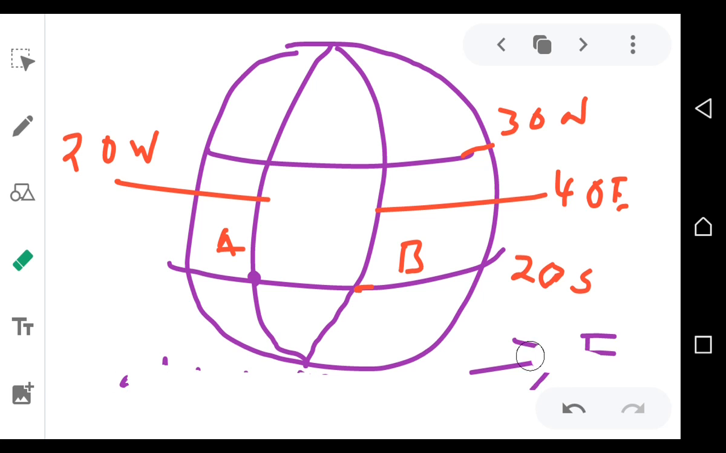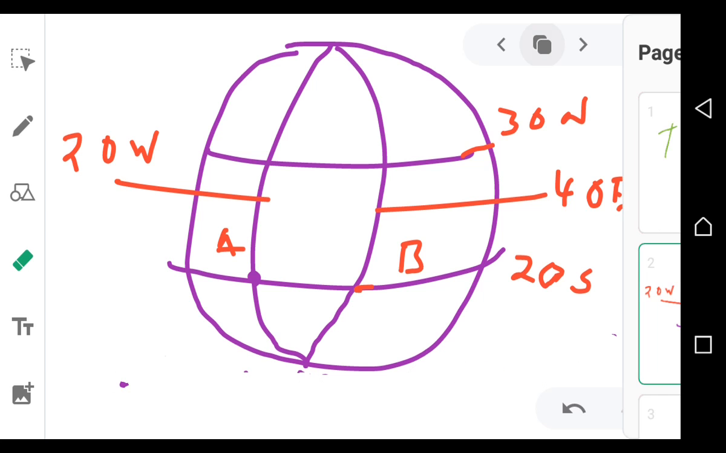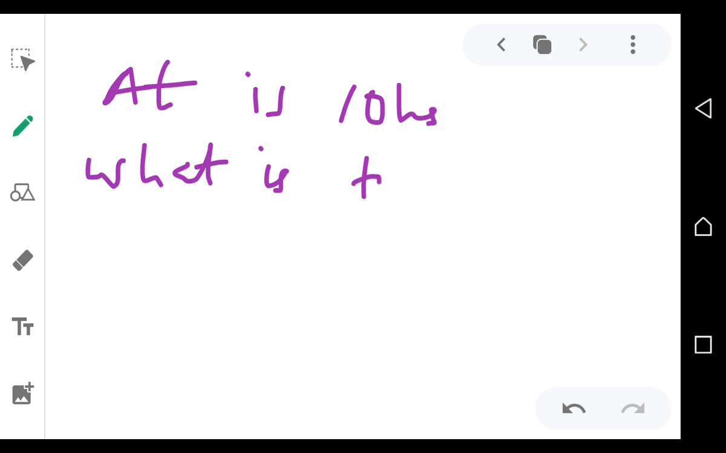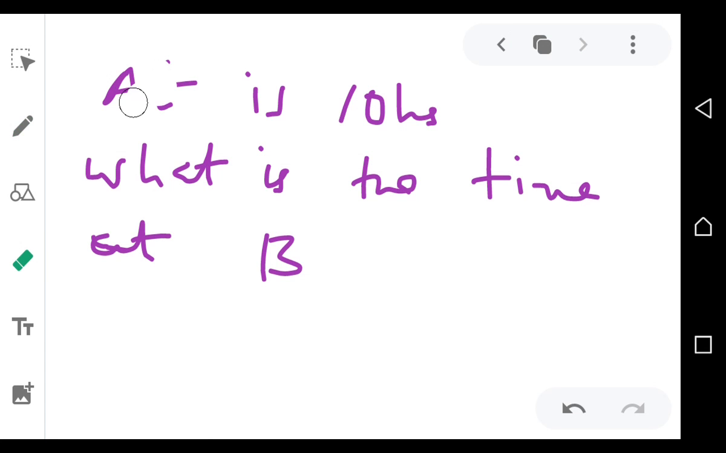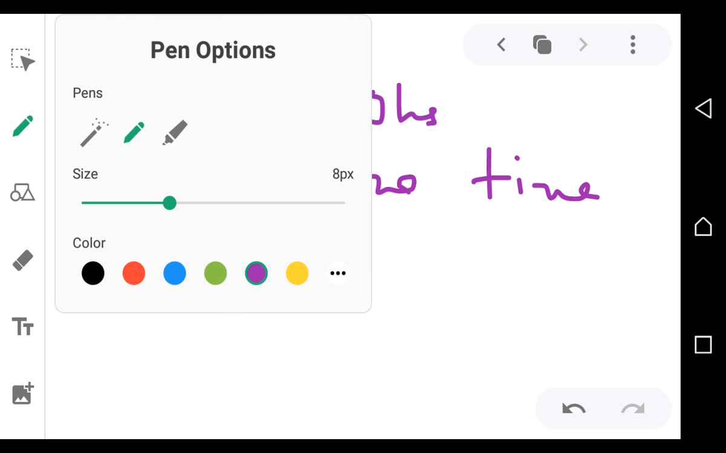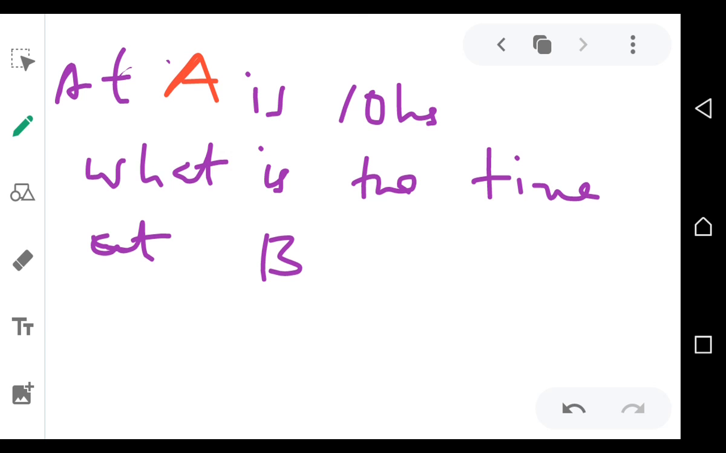Anyway, let me show you how to use this. Let me just write a question beside so that you understand it perfectly well. At A, it's 10 hours. What is the time at B? At A is 10 hours. What is the time at B? So it means I'm moving from A going to B, because at A is 10. What's the time at B?